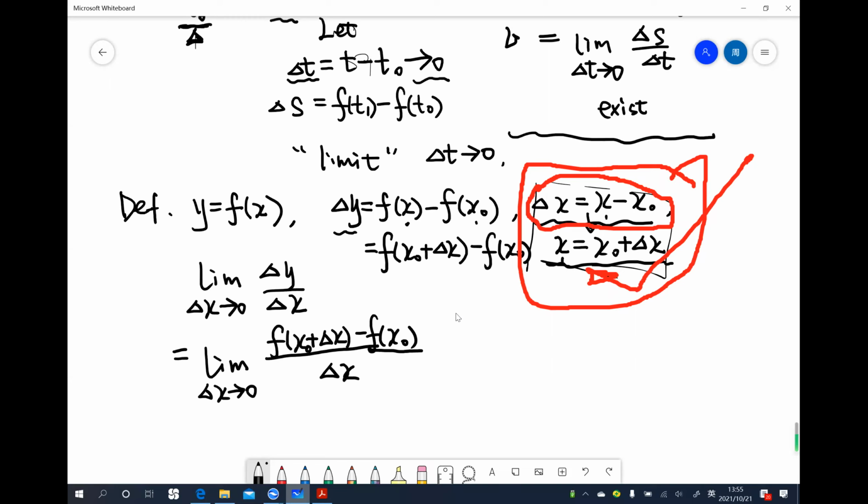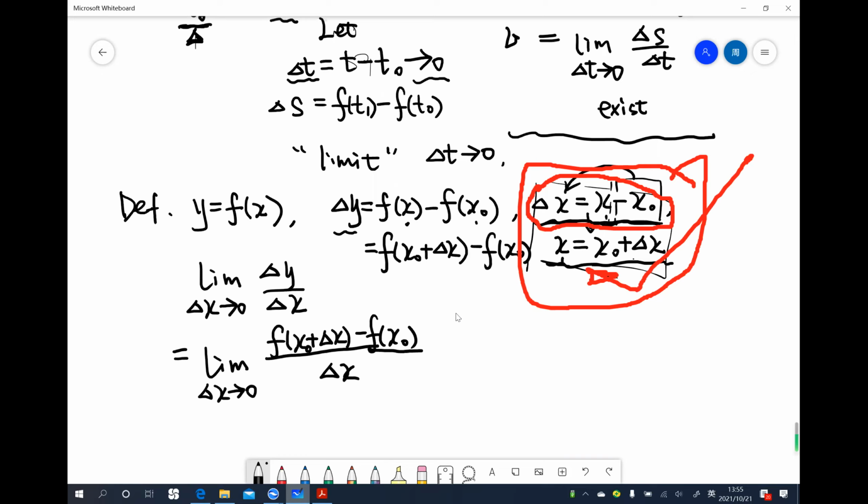So here you can see delta x equals x minus x0, right? Yes. Here I put this part from right to left. So I can get x equals x0 plus delta x, right? If I put this on the left side, then it will be minus x0. So how can it be plus? Well, which one is minus?